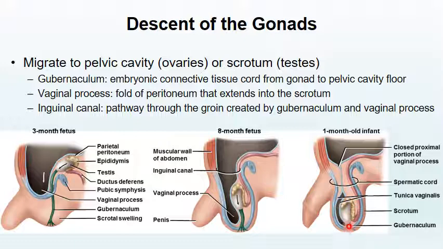We don't want that structure to be lost, because then this testis would be mostly sort of free floating in this sac of tissue. We don't want testicular torsion or wrapping or anything to get pinched off, and so this gubernaculum helps keep this testis in this orientation.